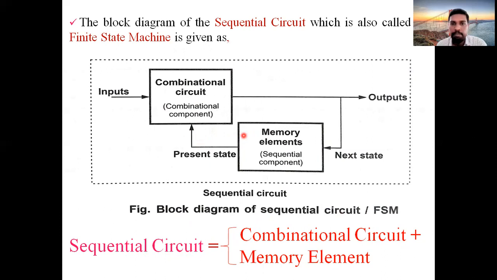It is very important, please remember this. If the memory element is not there, it will definitely become combinational. If the memory element exists, it is called sequential. Why does a memory element exist in sequential circuits? Because in sequential circuits there is a necessity for storing the previous outputs. So in order to store the previous outputs, we use memory elements. Clear? Next.